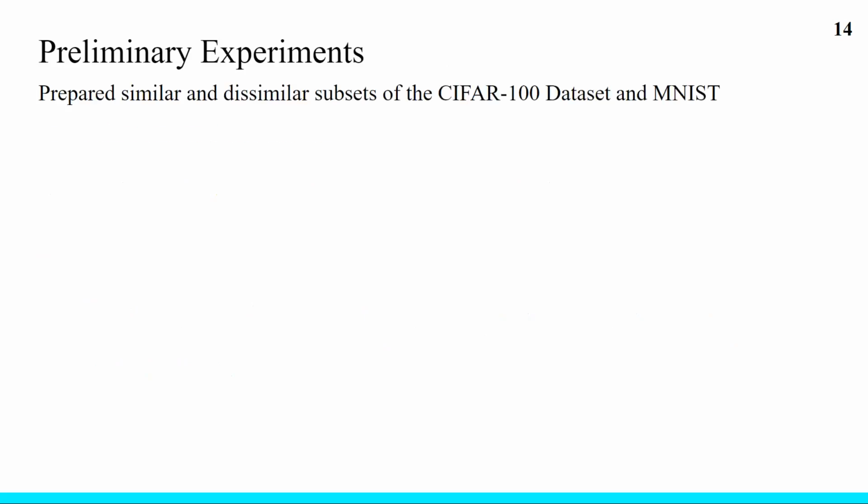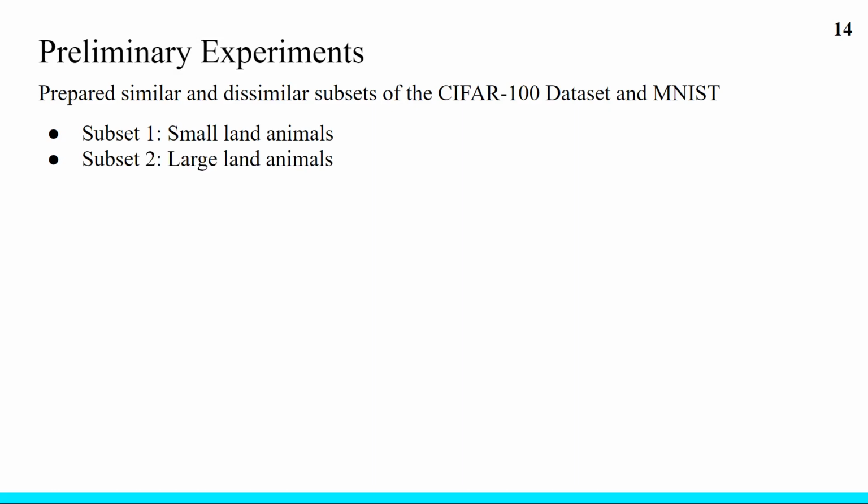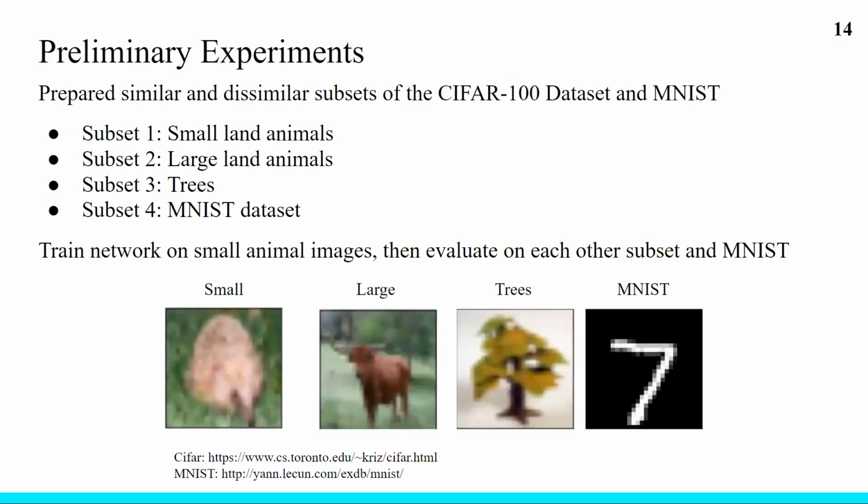So I've run some preliminary experiments on this, and the idea behind them is that I wanted to see for similar and dissimilar data sets how these connectivities behaved. To do this, I broke down 2 existing data sets into 4 subsets: small animals, large animals, trees, and hand-drawn digits in the MNIST data set. The idea was that I wanted to train a network on these small animal images and then evaluate it on each of the 4 tasks and see how the connectivities compared between them.